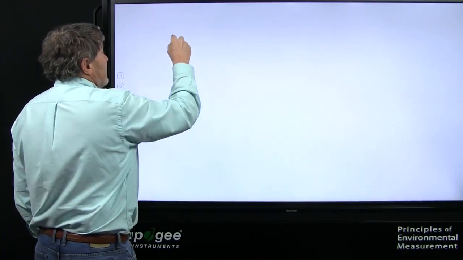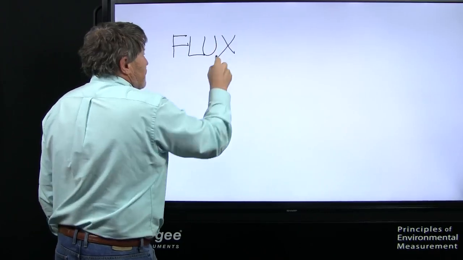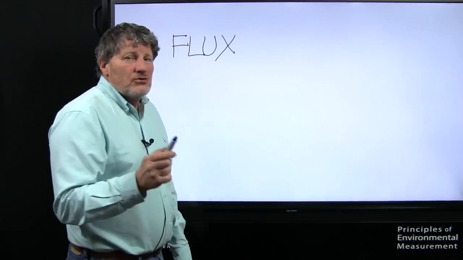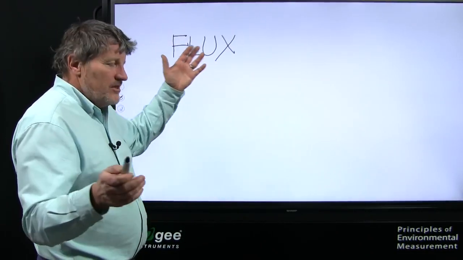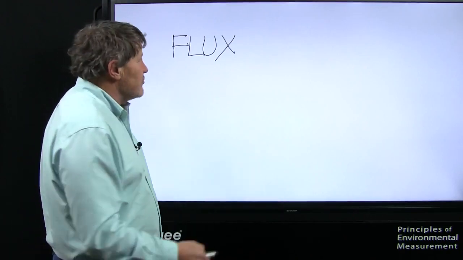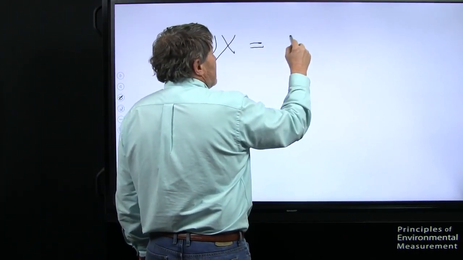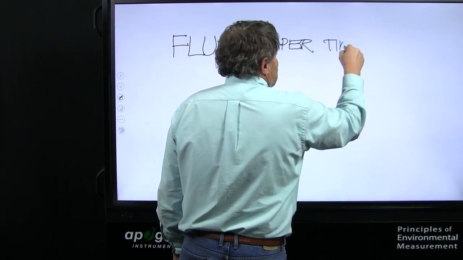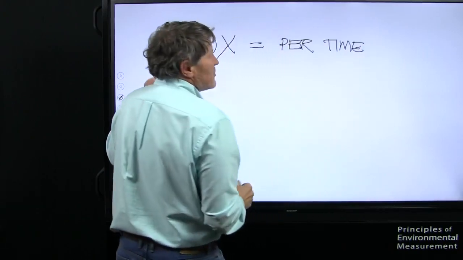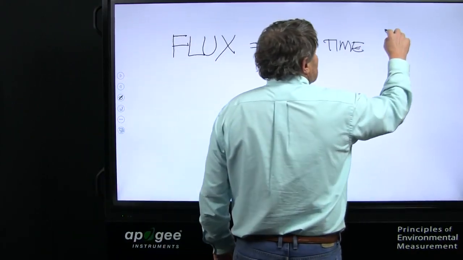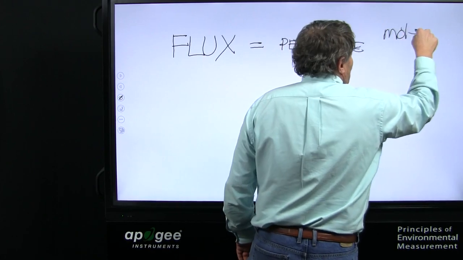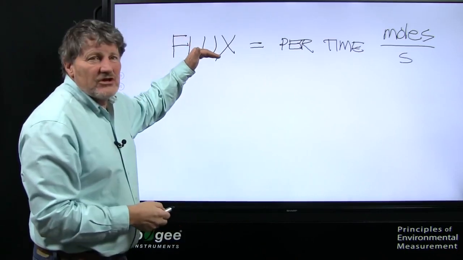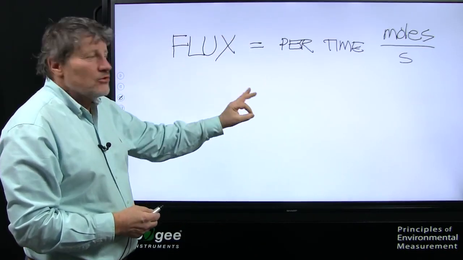Flux. If we talk to our physicist colleagues, flux has two definitions. And you would think by this time in the evolution of science, we'd have this term all worked out. One definition is per time. And in the case of photosynthesis, this would be moles, M-O-L-E-S, per second. That's one definition of flux, moles of photons per second.